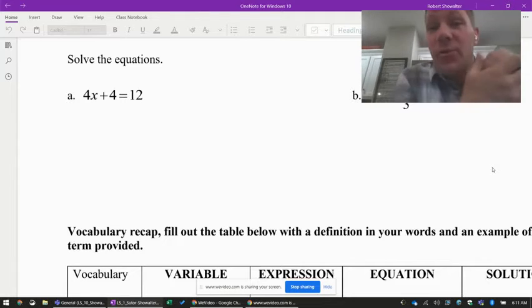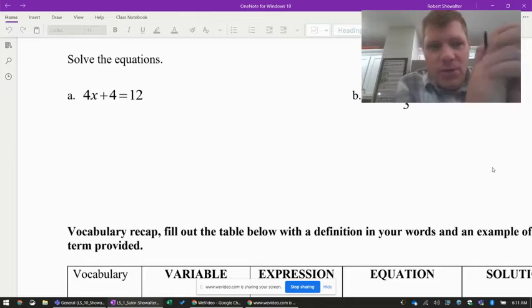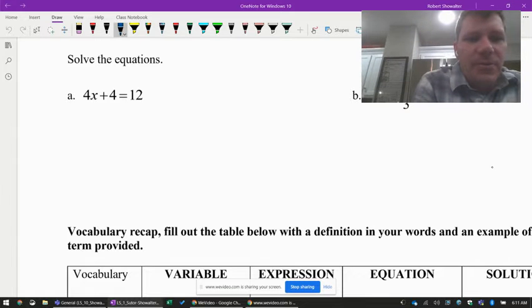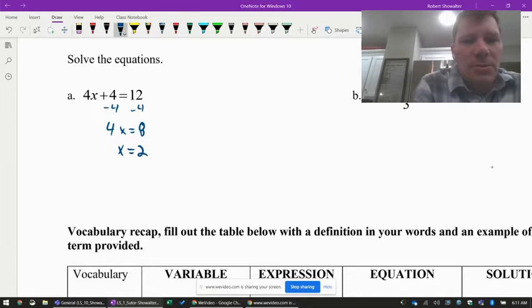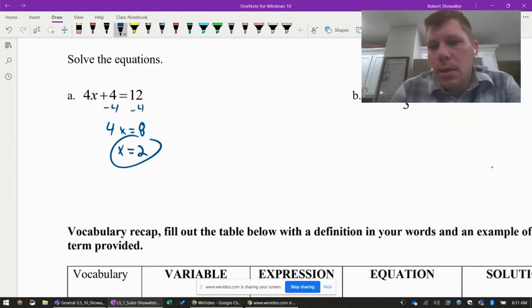Since you paused the video, let's go ahead and crank these out, and you try them on your own. So here we go. We have the x over here. We want to get it by itself, so minus 4, so we get 4x equals 8. And we get x equals 2. Boom.